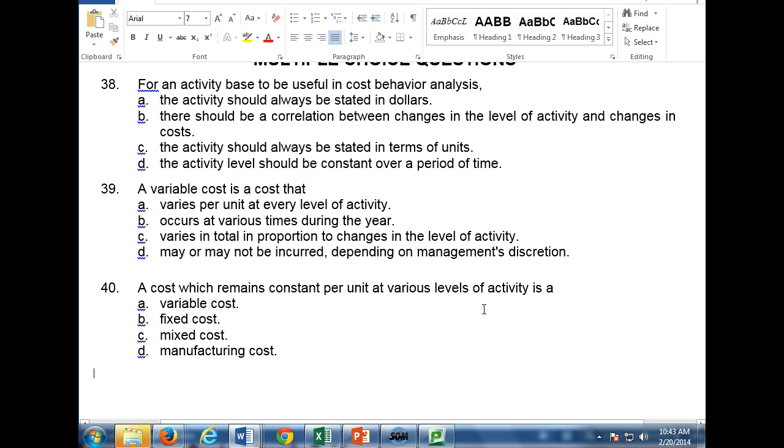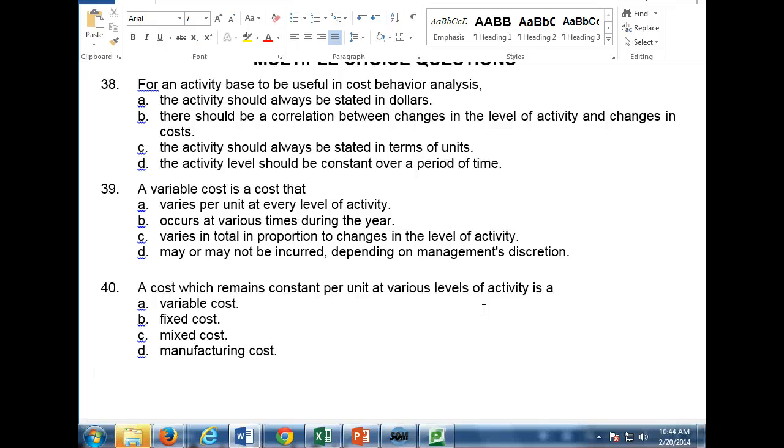How are you guys doing here? Is it making sense? Okay. What's a cost that remains constant per unit at various levels of activity? Guys, okay, you just jumped at that because you saw the word constant. Shame, shame, shame. I'm teasing. It's a cost that remains constant per unit. It remains constant per unit at all levels of activity.